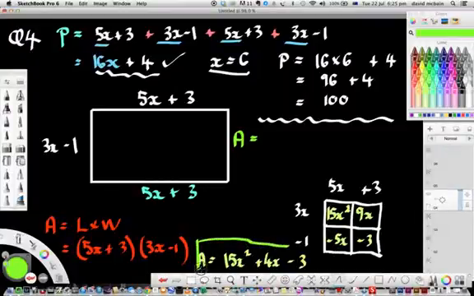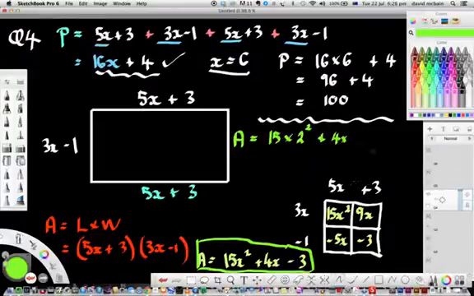There it is there. There's our area expression. So wherever we see an x, we're going to replace it with the number, or substitute the value 2 into it. So it's going to be 15 multiplied by, not x squared, but 2 squared. So 2 squared plus 4 times 2 minus 3.